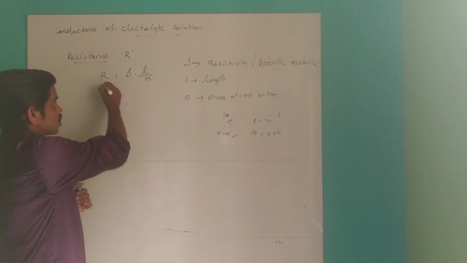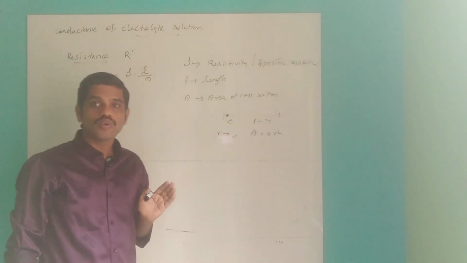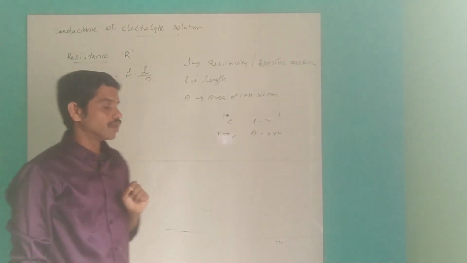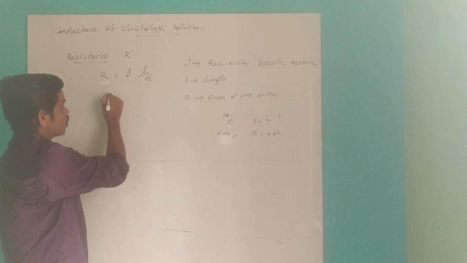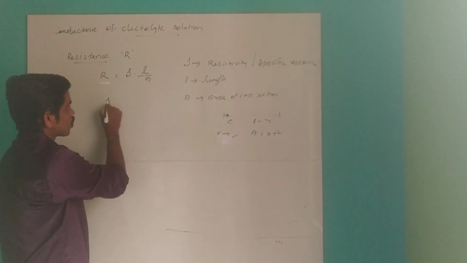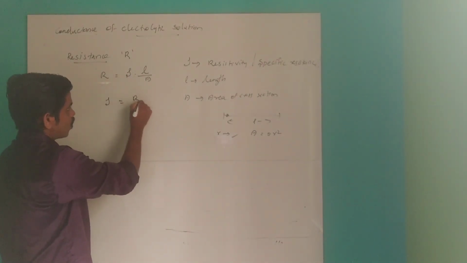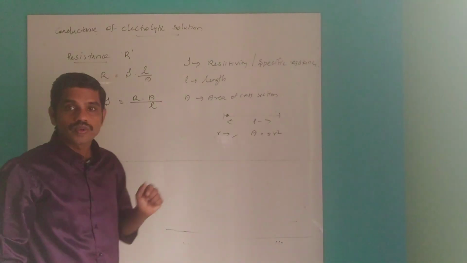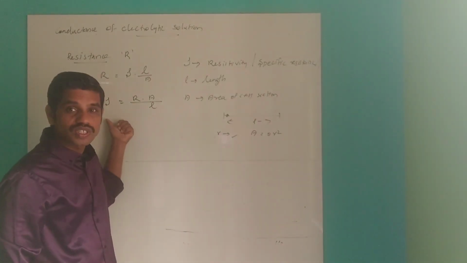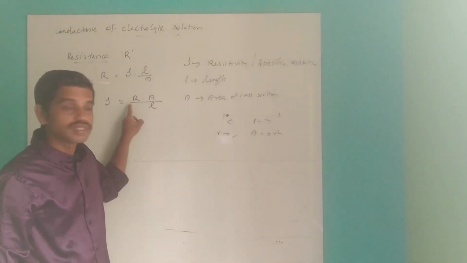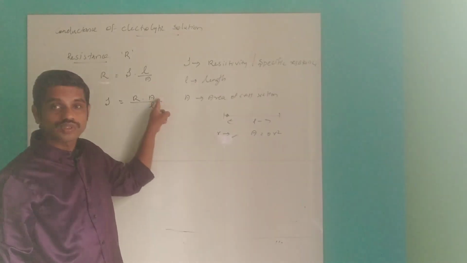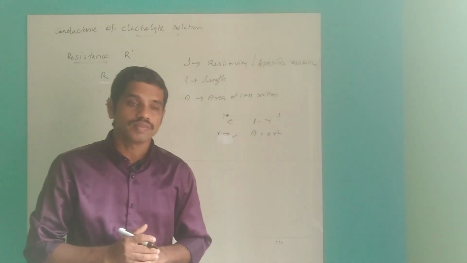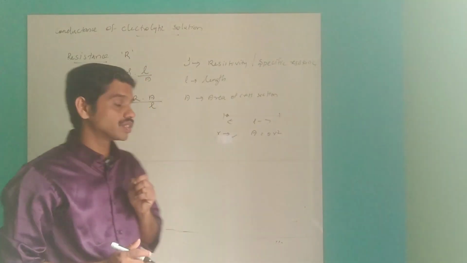So resistance we can calculate by the formula. This is a basic formula: R is equal to rho into L by A. So how will you find rho? Rho is equal to R into A divided by L. So specific resistance or resistivity is equal to resistance when the area of cross section is 1 centimeter square and the length of the conductor is 1 centimeter. Then resistance is equal to resistivity.